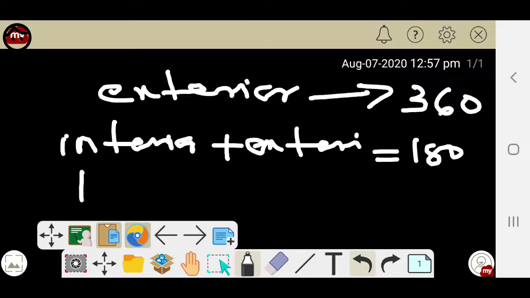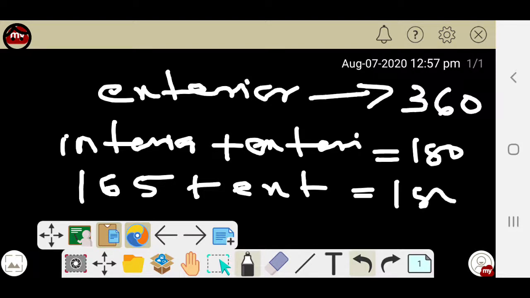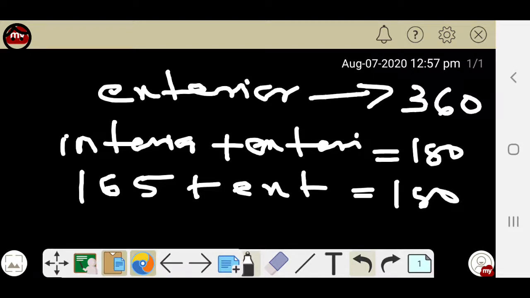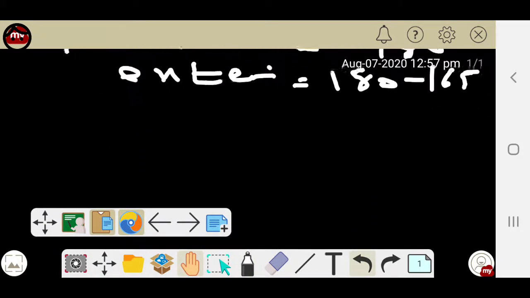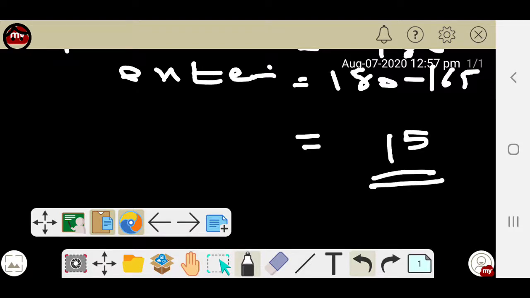Okay, the interior angle is 165. So 165 plus exterior angle equals 180. Then what is the measure of the exterior angle? Exterior angle equals 180 minus 165, which equals 15 degrees. So the measure of one exterior angle equals 15 degrees.